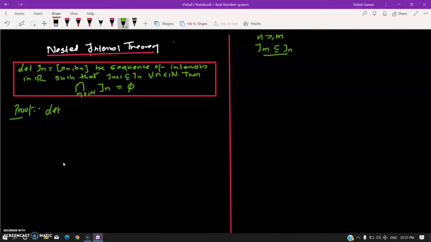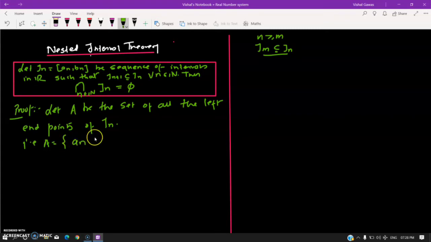So what we do is, let A be the set of all left endpoints of Jn. So what I am considering is A, the set of all An, where n belongs to N. So I'm considering all the An's: A1, A2, A3, and so on.